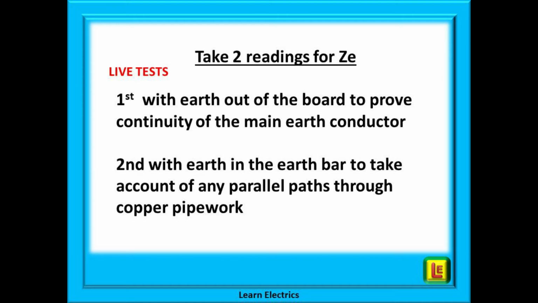The second measurement is made with the earth reconnected to the earth bar so that we can include any parallel paths through pipework or other conductors. We will record the highest impedance or resistance reading as our ZE. Remember, we are now working live. If you are unsure of what you are doing, stop and seek skilled and competent assistance. Electricity is dangerous.